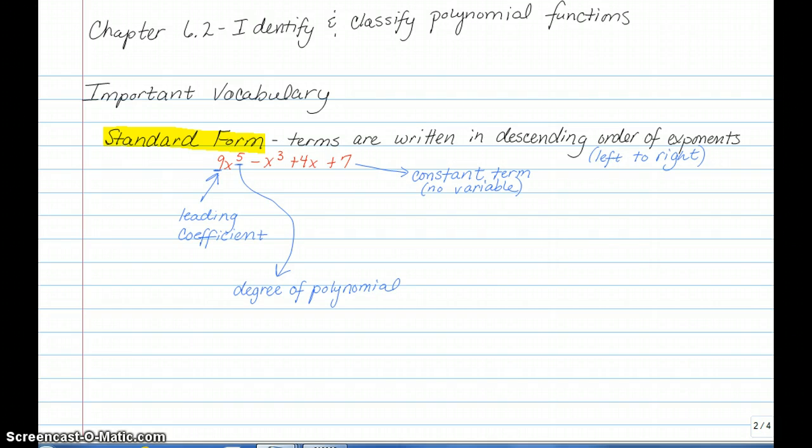And then we've got the last term in this polynomial function, which is 7. That's a constant term, and that's a term that has no variables. So you need to keep these terms in mind because you're going to be using this information as you go through this chapter 6.2 assignment.